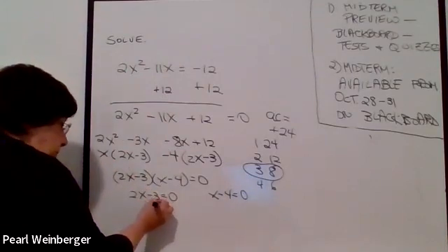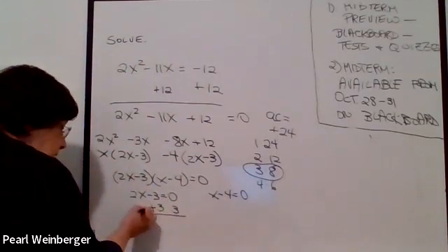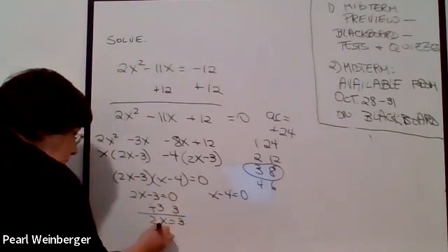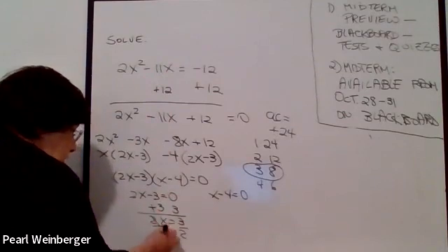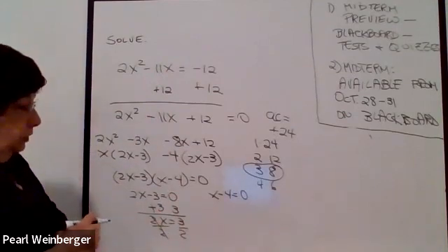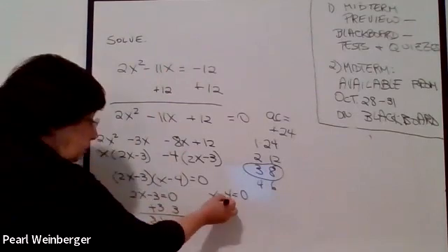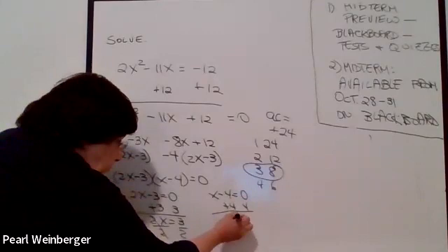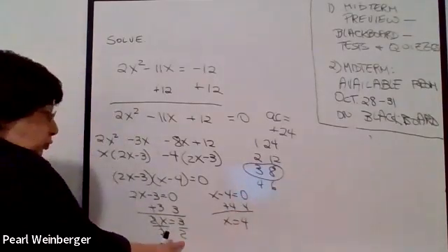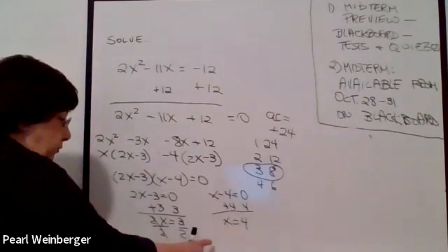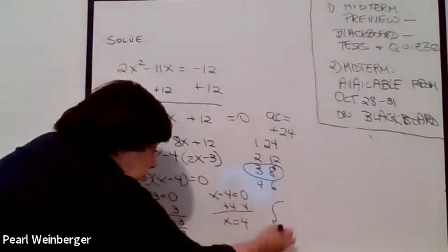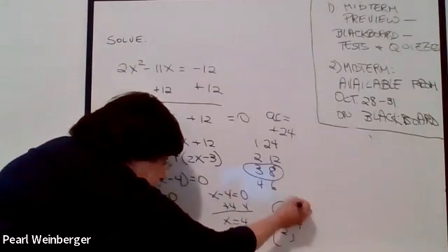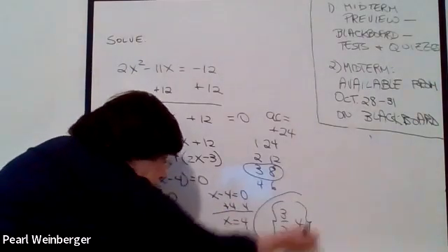So here I'm going to do plus 3 on both sides, which will give us 2x equals 3. And that gives me x equals 3 halves as one answer. And here I'm going to do plus 4. And this will give me x equals 4. So here are my two answers, 3 halves, 3 over 2, and 4. Doesn't have to be in braces, I'm just putting it there, but this is your answer.